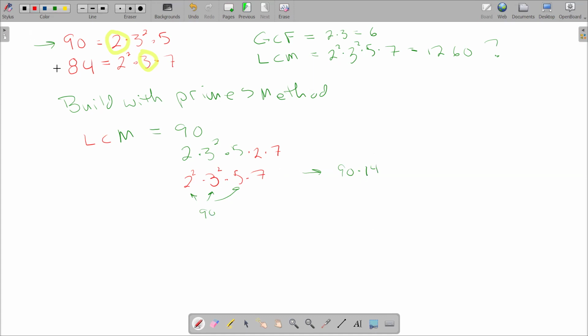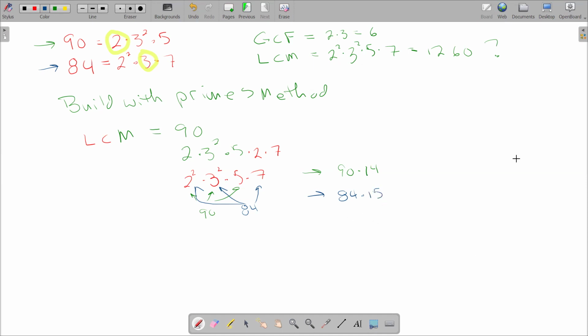Let's use blue maybe, to talk about 84. So 84 says I need a 2 squared. Got it. 84 says I need a 3. I got more than enough. I'm good there. And I need a 7. Got it. So this number is definitely a multiple of 84. And I can see that it's 84 times the extra 3 and the 5. 3 times 5 is 15.